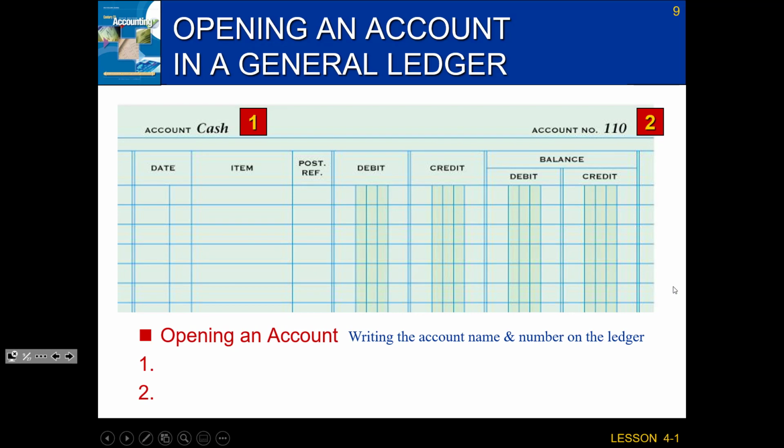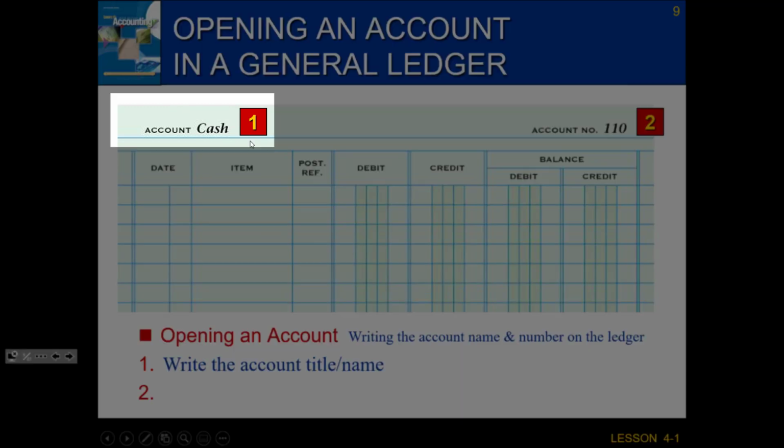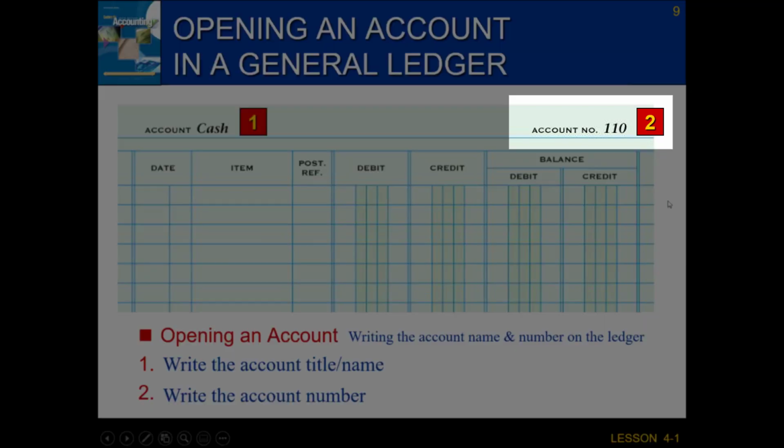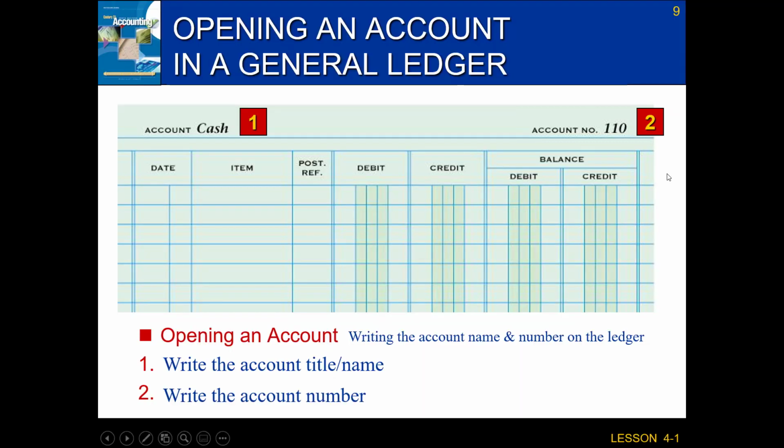So here's the ledger form, and the first thing you would do would be to write the account title or the name. So they wrote cash, and you'd have a separate ledger form for each account title. And then the second thing would be to write the account number, and that number again is based off of how you assigned it in the chart of accounts. So you can see that for cash, they've written account number 110 because it is 100, it's an asset, and it's the very first asset we always list, and so we go by 10. And that takes care of lesson 4.1, which covers the chart of accounts.